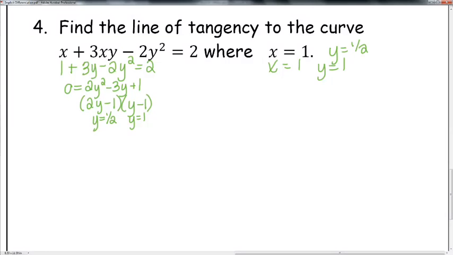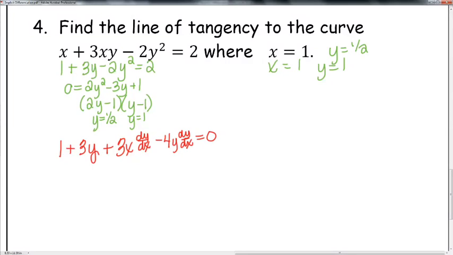So let's go ahead and find our derivative. I'm going to do it in red. Derivative of x is 1. Derivative of 3xy: the derivative of the first will be 3 times the second, which is y, plus the first, 3x, times the derivative of the second, which is dy dx. And the derivative of negative 2y squared will be negative 4y dy dx. And that's going to be equal to 0.